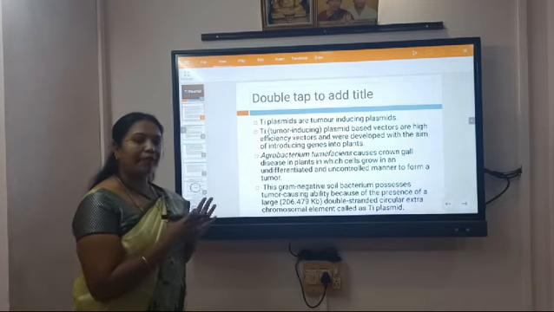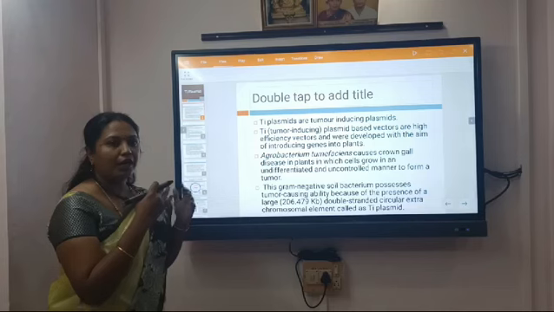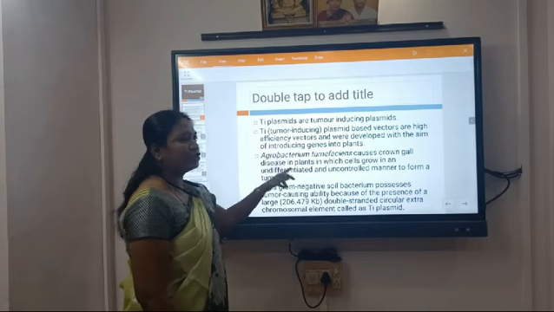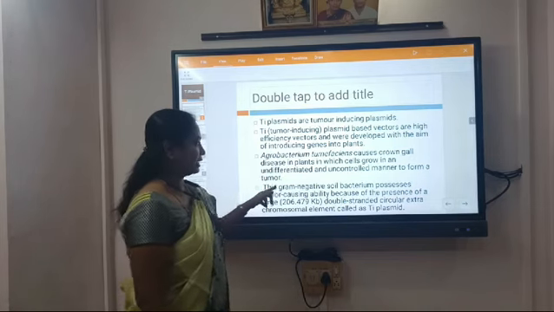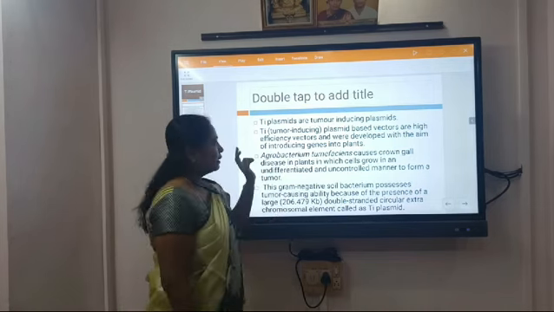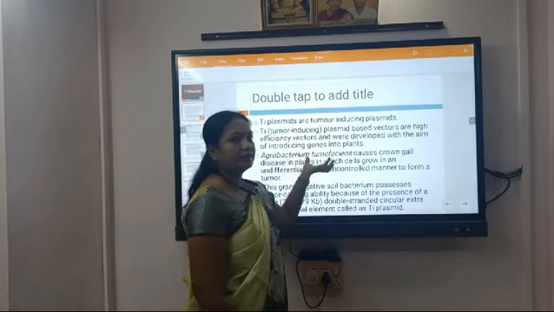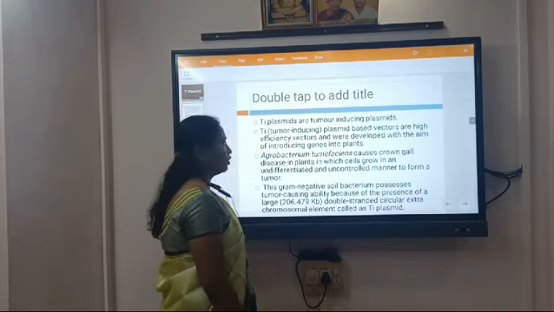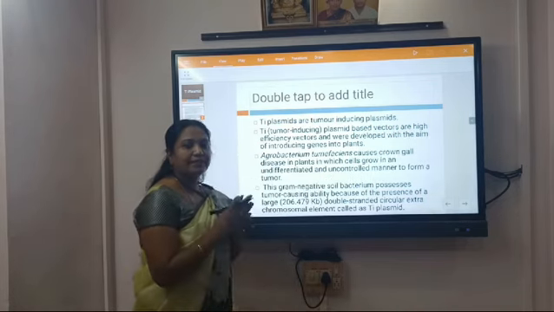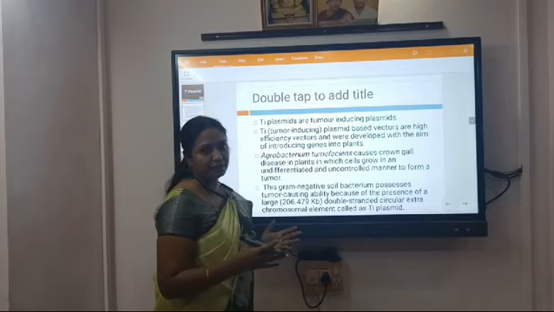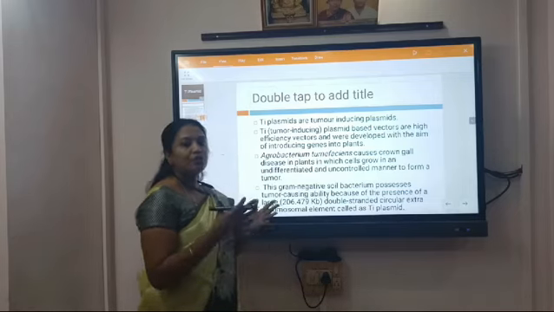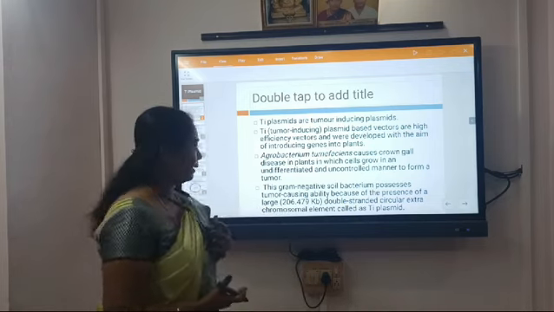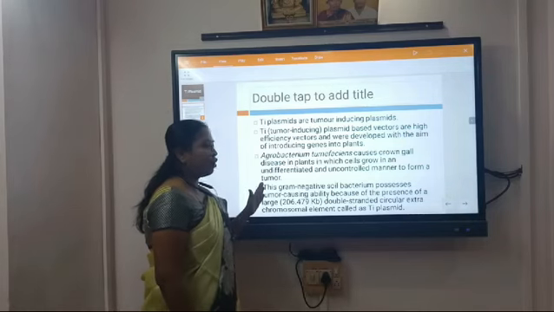The main aim of developing this Ti-plasmid was to introduce new genes into plants. Agrobacterium tumefaciens is a gram-negative soil bacterium. This Agrobacterium tumefaciens possesses the Ti-plasmid, and this bacterium causes a disease called crown gall disease in plants, in which the cells grow in an undifferentiated manner, because we all know what a tumor is. Tumor means undifferentiated growth of cells in an uncontrollable manner, which results in the formation of a tumor.